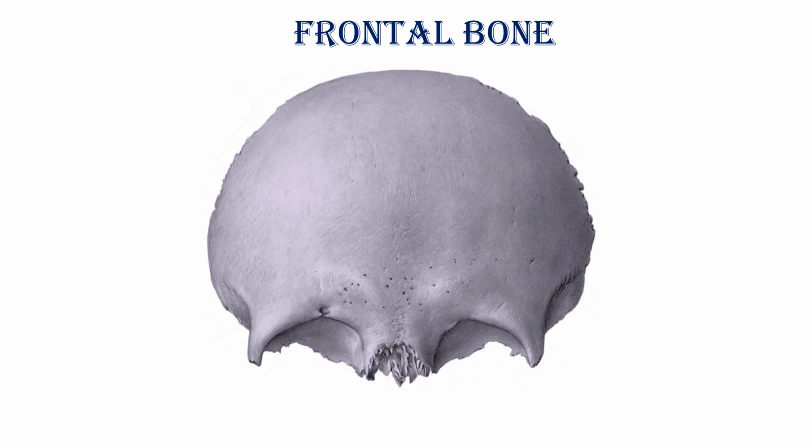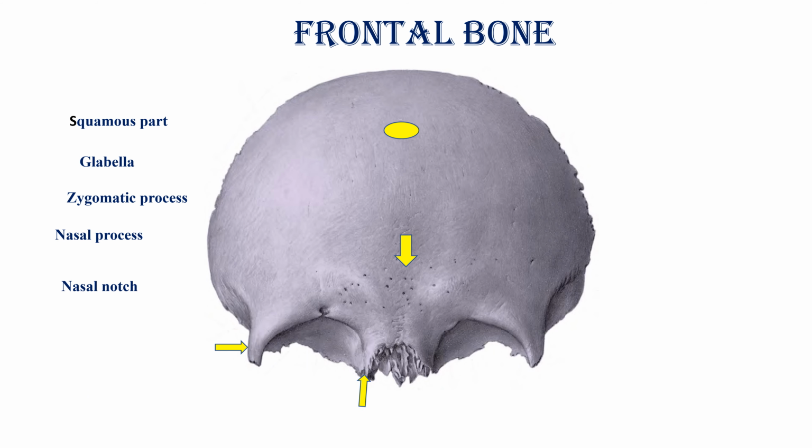Going to the adult bone, we have the parts of it, such as the squamous part of the frontal bone. We have the glabella, which is an important point, as we said in the earlier slide, between the 2 superciliary arches. This area is what we call the glabella. Then the zygomatic process, the nasal process, the nasal notch, the nasal spine in the middle, and this is what we call the frontal tuberosity. If you remember, we said in the first lecture that it is the site of the primary ossification center of the frontal bone.